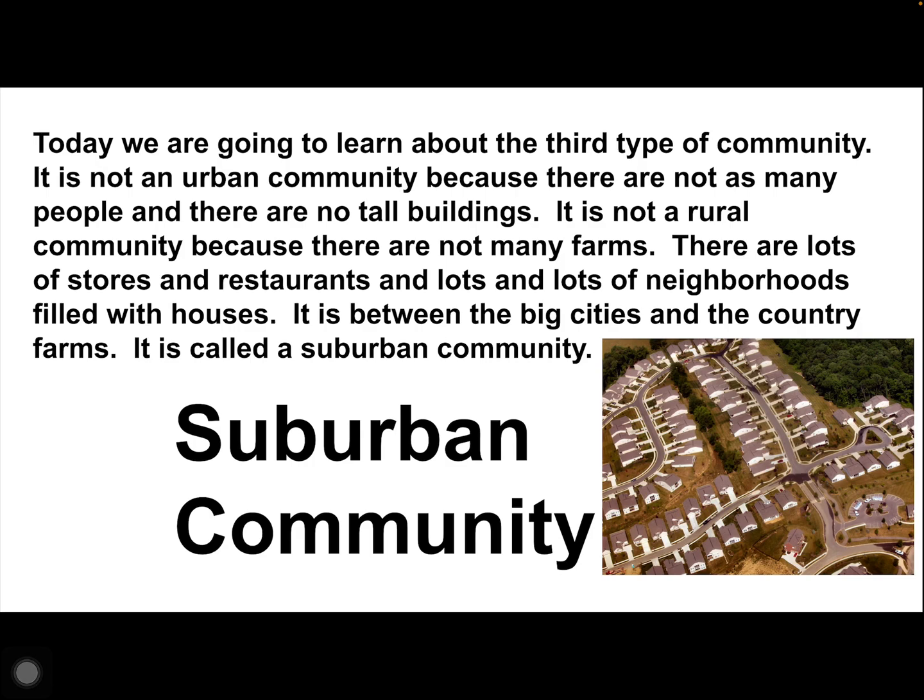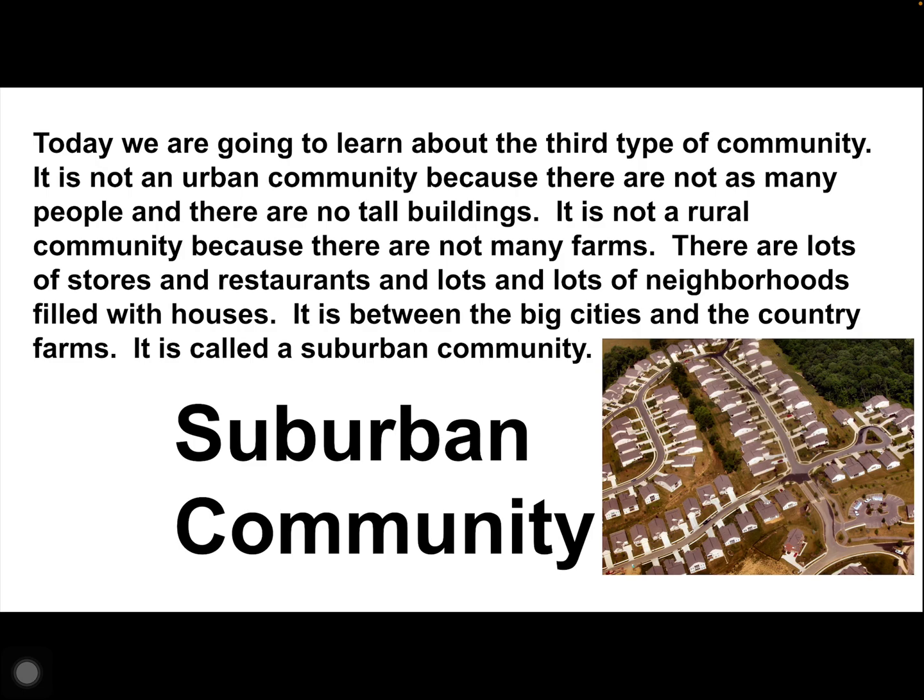Today we're going to learn about the third type of community. It's not an urban community because there are not as many people and there are no tall buildings. It is not a rural community because there are not many farms. There are lots of stores and restaurants and lots of neighborhoods filled with houses. It is between the big city and the country farms. It is called a suburban community.